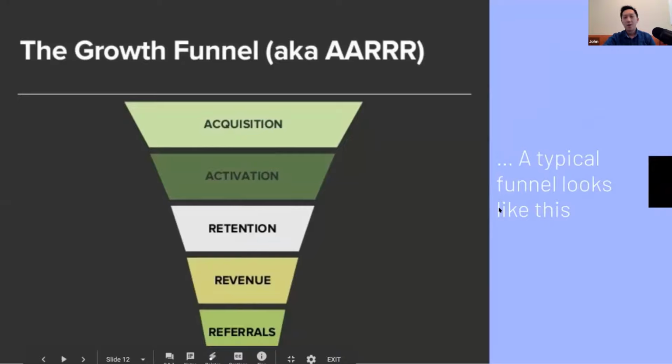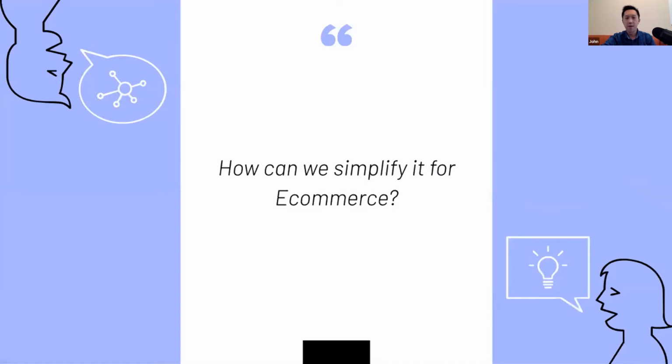So here's what a typical growth funnel looks like. Most people might be familiar with the AARRR model, or the pirate framework, as some people call it. It starts with acquisition, activation, retention, revenue, and referrals. It looks very complicated on the surface, but for e-commerce, we can simplify it if we look at just the parts where we have already captured a customer's email.